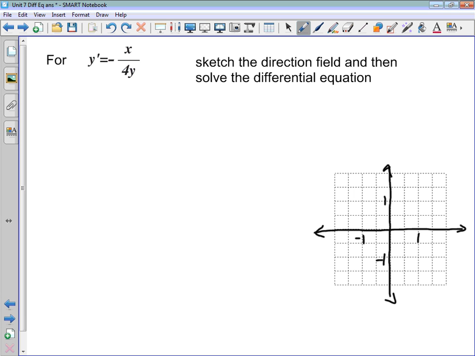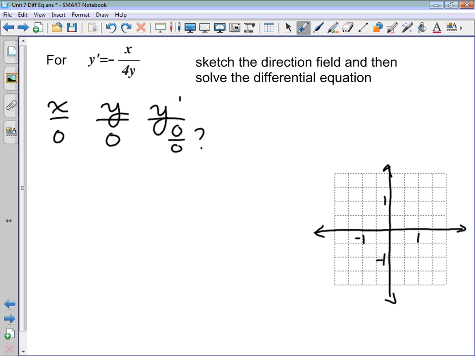And to do our direction field or our slope field, we are going to pick some values of x and y and figure out what the slope of the tangent is. Now the first point we would probably pick would be 0, 0. If we sub 0 and 0 into our differential equation, we end up with 0 divided by 0. What is 0 divided by 0? I'm not exactly sure. So let's just leave that point and pick a different point.